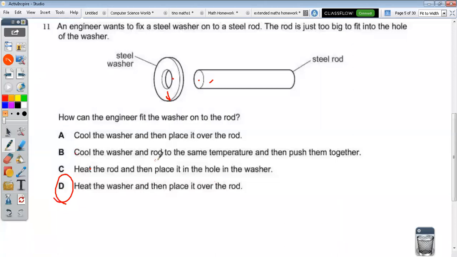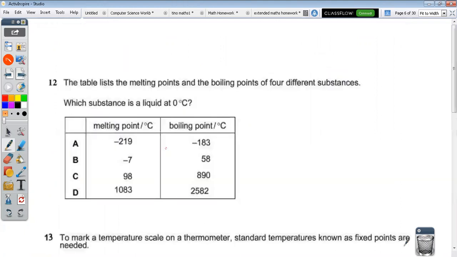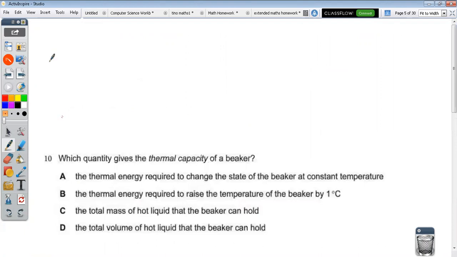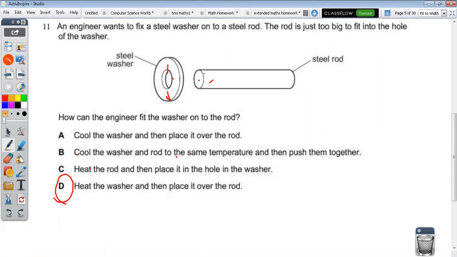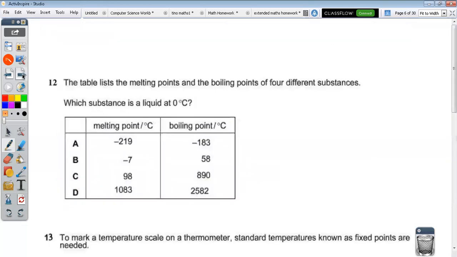If you cool them at the same rate, then this one will contract and that one will contract at the same rate, so they will stay the same. How did you get that? Simple physics, not difficult. What if they said cool the rod? Cool the rod and keep the washer. One of the options was to cool the rod. No, you can't have two answers like this. Making sense?